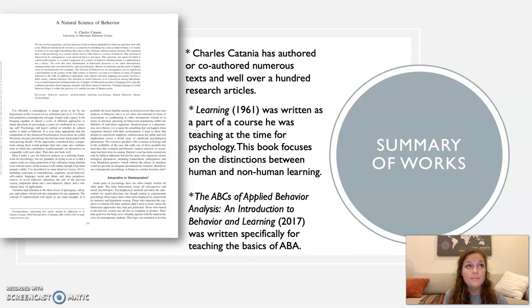Learning has now been adapted to, I believe, edition 5. So over time, it has been redone a little bit. I think they have Learning edition 5, which came out around 2013, if I'm not mistaken.